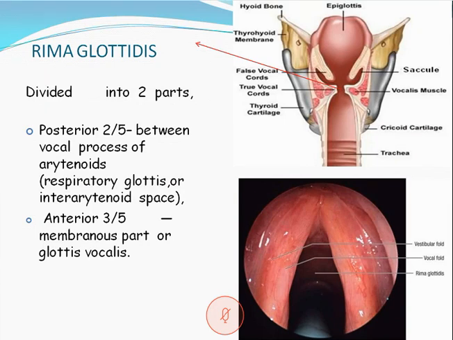Rima glottidis, that is the main opening of the laryngeal inlet, is divided into two parts. The posterior two-thirds, between the vocal processes of the arytenoids, is called the respiratory glottis or interarytenoid space. That is between the two vocal processes. The anterior 3/5 membranous part is the glottis vocalis.